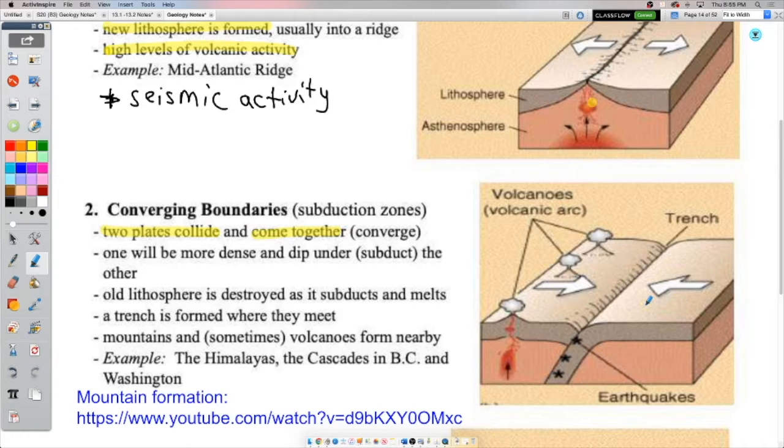Now, what's slightly different here is that one will be slightly more dense. And as we know, when things are more dense, they sink. So it will dip under, a word that we call subduct, the other. Again, converging boundary means essentially they are colliding, they're coming together. Notice how here we have two coming towards each other. Look at this one. This one must have been less dense, so it is dipping down underneath the other one.